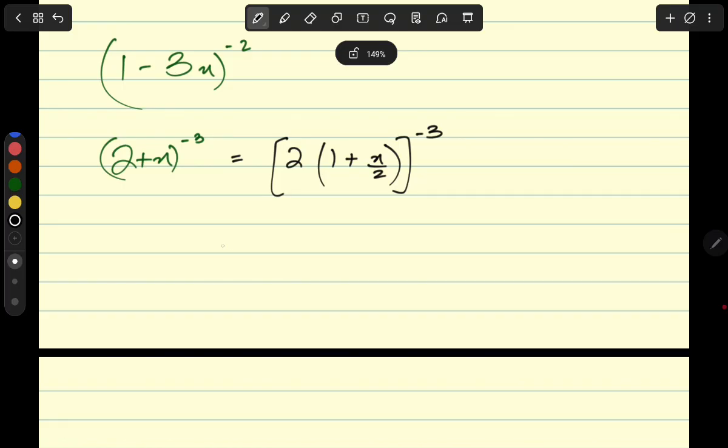Now, what does that show us? By the indices rule, both the terms inside the bracket, 2 and this bracket, are going to be raised to the power negative 3. So now we have our desired form. So this is 1/8, and now we are going to expand it.